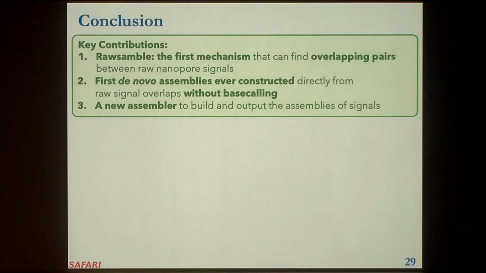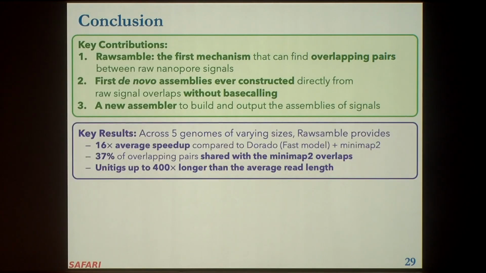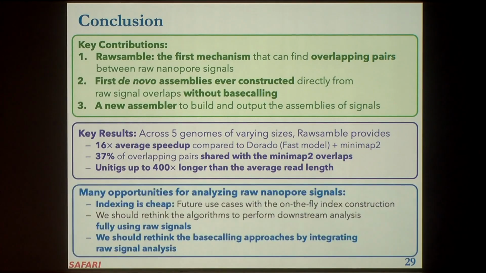So with that, I'll conclude. We make 3 key contributions. Rawsamble, which finds the overlapping pairs. We construct the first ever de novo assemblies constructed from raw signal overlaps without base calling, and we design a new assembler. We show that we can improve the performance and also accuracy from these overlaps.